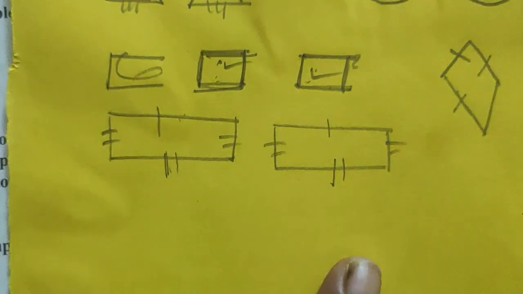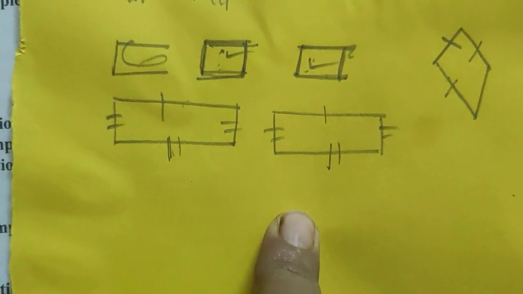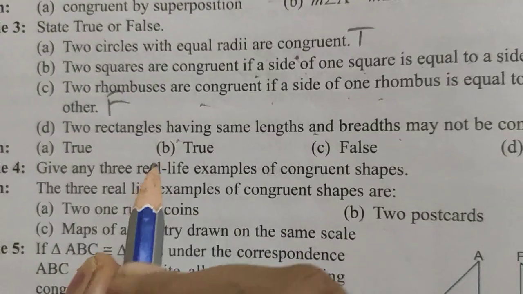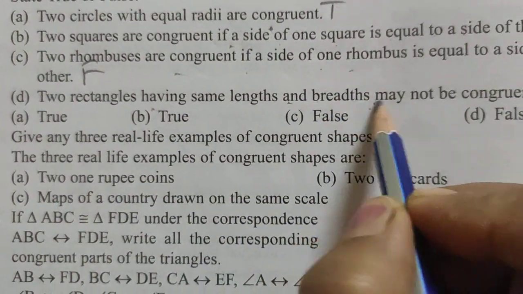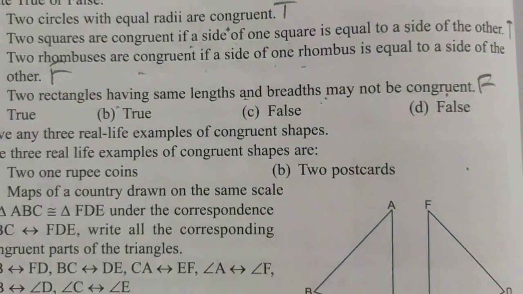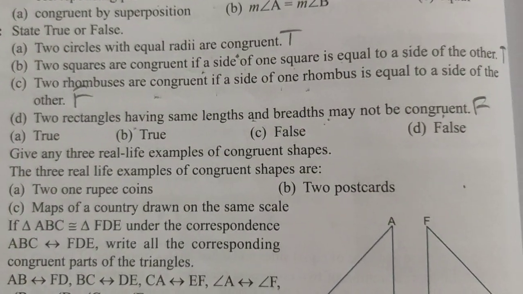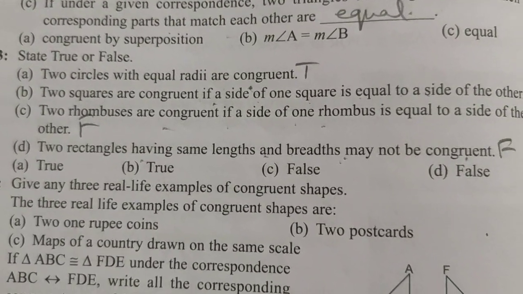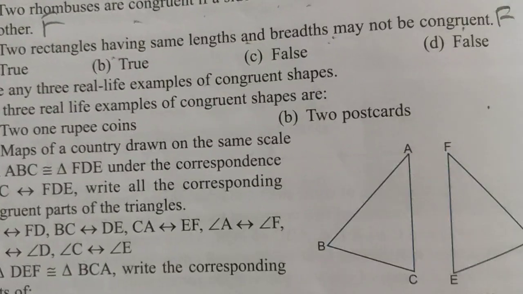If the length and breadth are the same, then they have to be congruent. It cannot be said that they are not congruent. So the statement that two shapes having the same length and breadth may not be congruent is false. Clear? I think by now you have understood what congruency or congruent means.